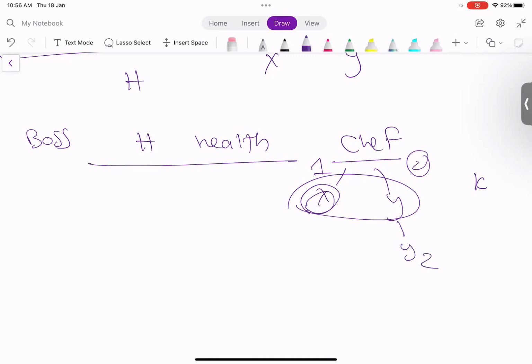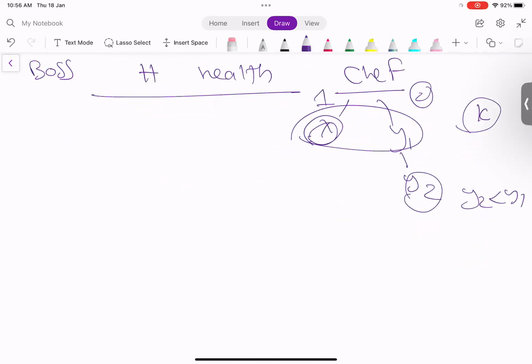Let's say the initial damage was Y1. After firing or using it K times, it will become Y2. Of course, Y2 will be less than Y1. So here comes the complete understanding of the question.